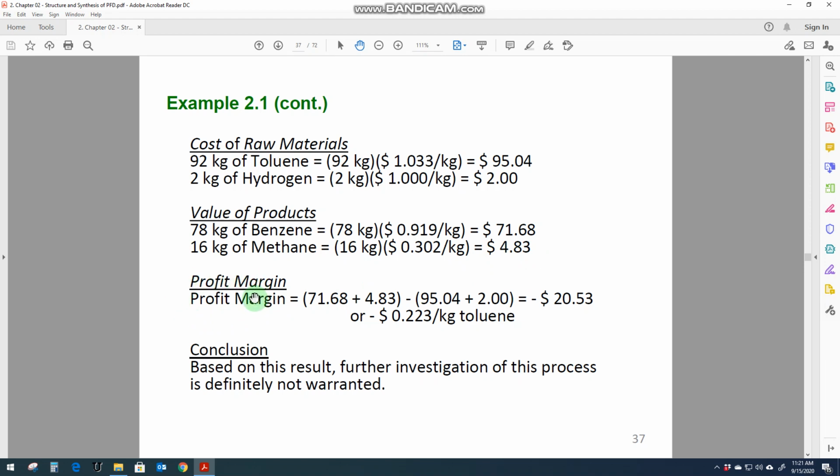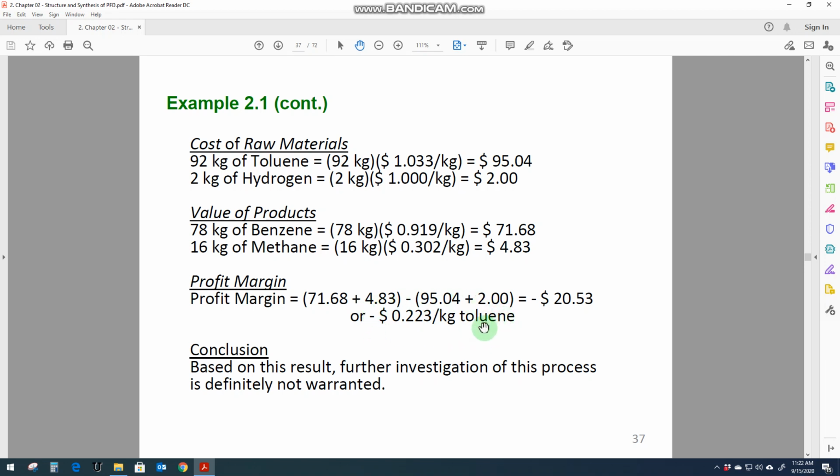Now, how can you calculate the profit margin? The value of the products minus the value of the raw material. So that will give you minus $20.53. The minus sign shows you that this process is not reliable. And if you divide this minus 20.53 by the 92 kg of toluene, then you can have the value in terms of loss for producing 1 kg of toluene, that is $0.223 per kg of toluene.